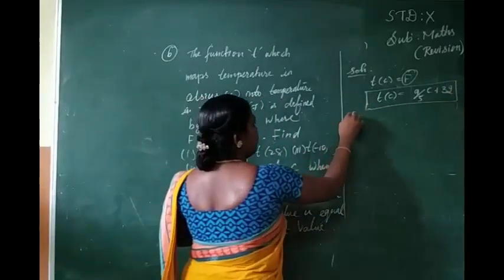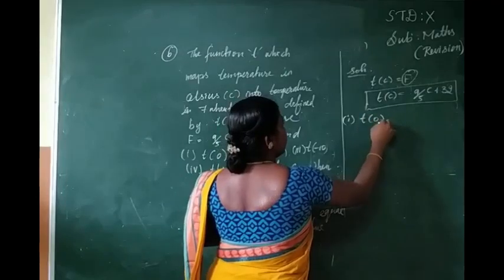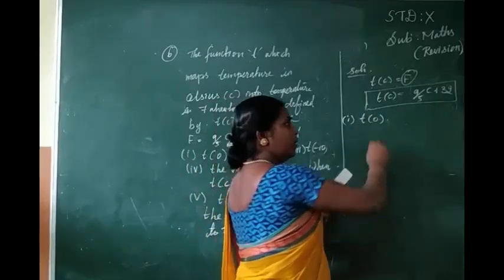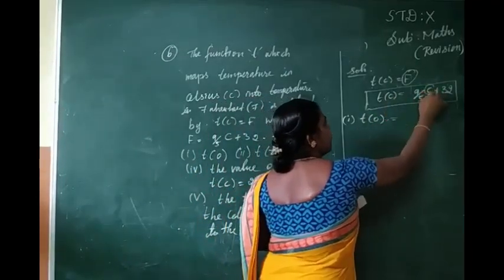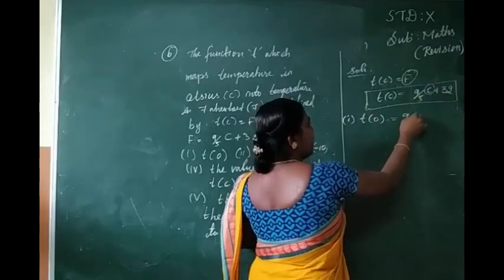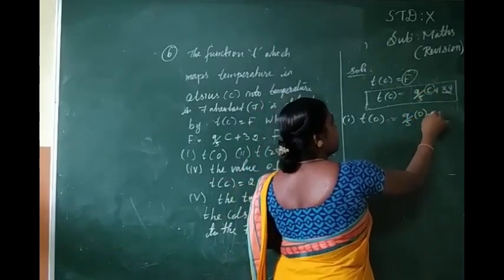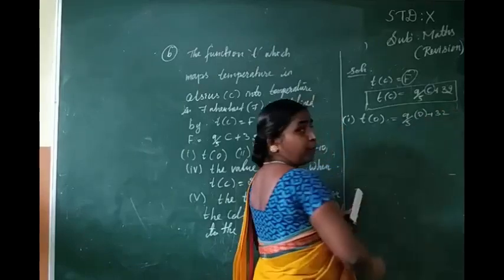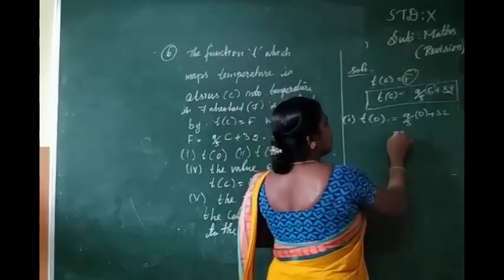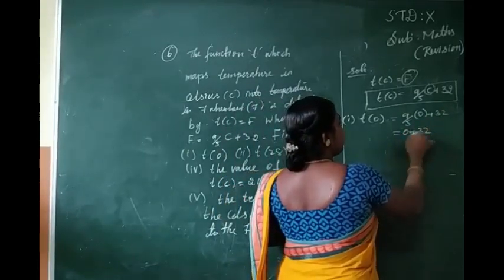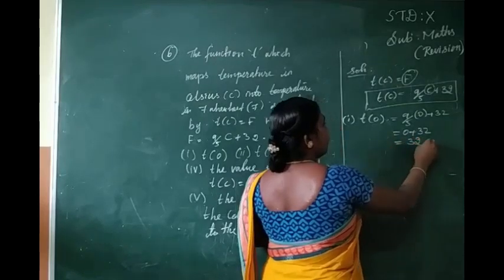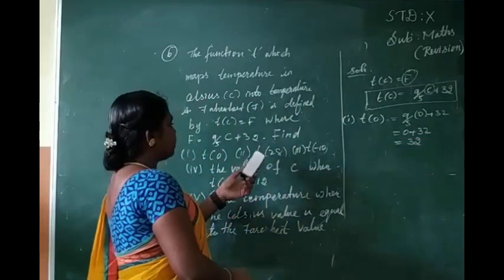First one, T of 0. T of 0 equal to, instead of C, you have to say 0. So 9 by 5 into 0 plus 32. 9 by 5 into 0 is 0. So 0 plus 32 is 32. First subdivision over.